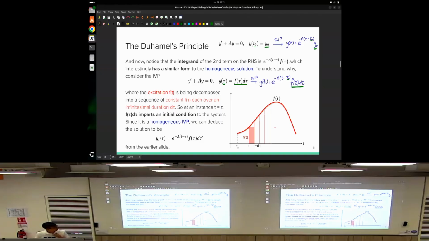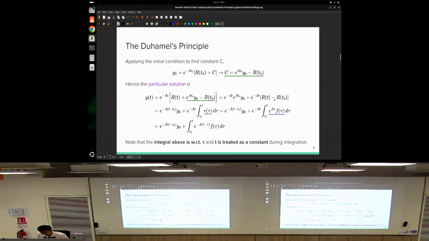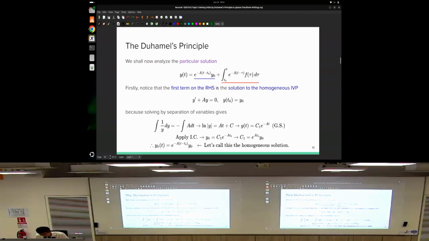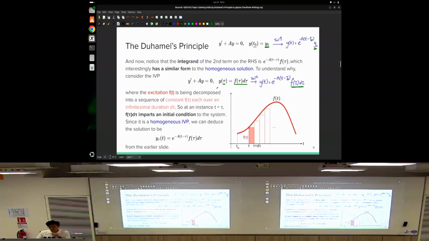What is the takeaway? That means I can actually treat this excitation f of t, because originally you have your f of t as the right hand side excitation, the inhomogeneous excitation, which we discussed before. If you treat it as an initial condition, f tau d tau, then the initial condition is activated at time equals tau. So now this is your entire f of t.